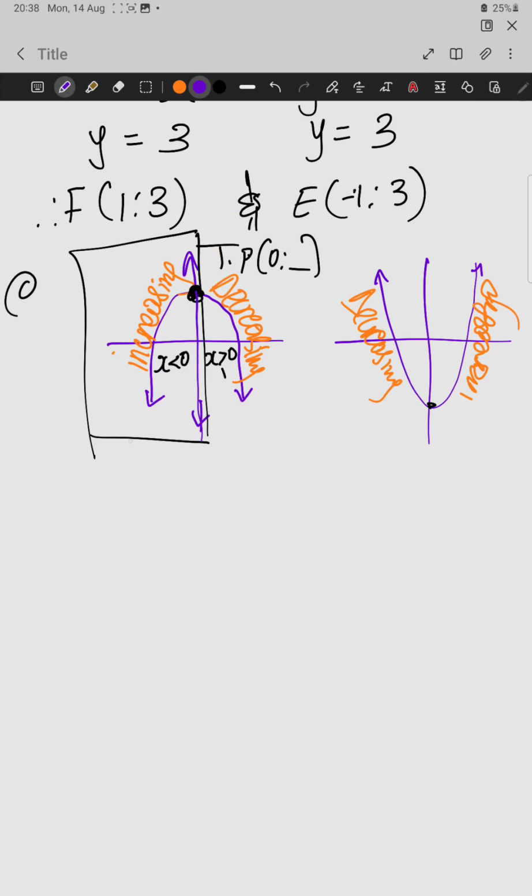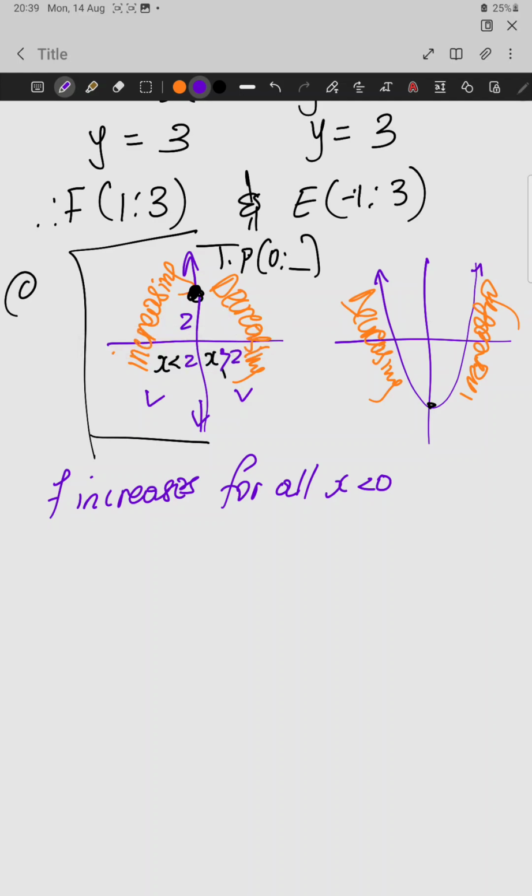So for increasing, you just say f increases for all x is less than 0. Why am I using 0? Because 0 is the x value of the turning point. But if the x value of the turning point was maybe 2, then I'm going to say x is less than 2 and x is greater than 2. Okay, so you use the x value of the turning point.